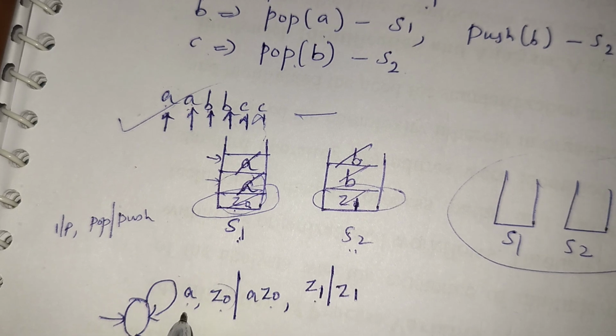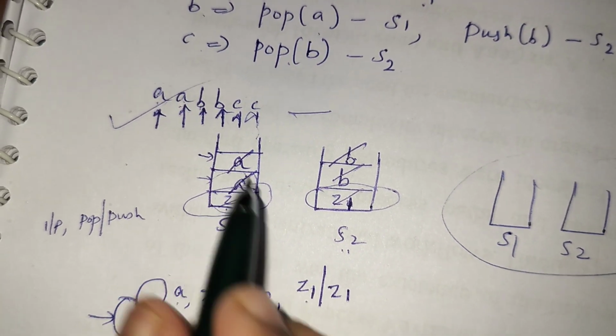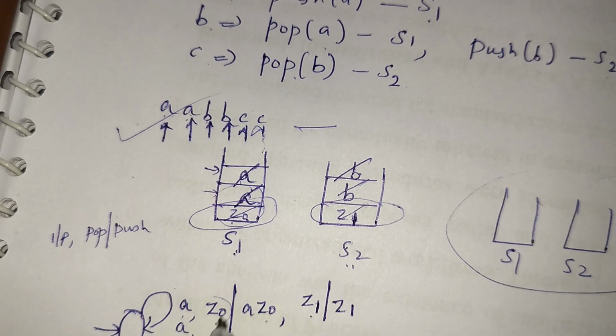Whenever I am seeing the next A, I need to push A to the stack. So if I am seeing A, what do I need to do?